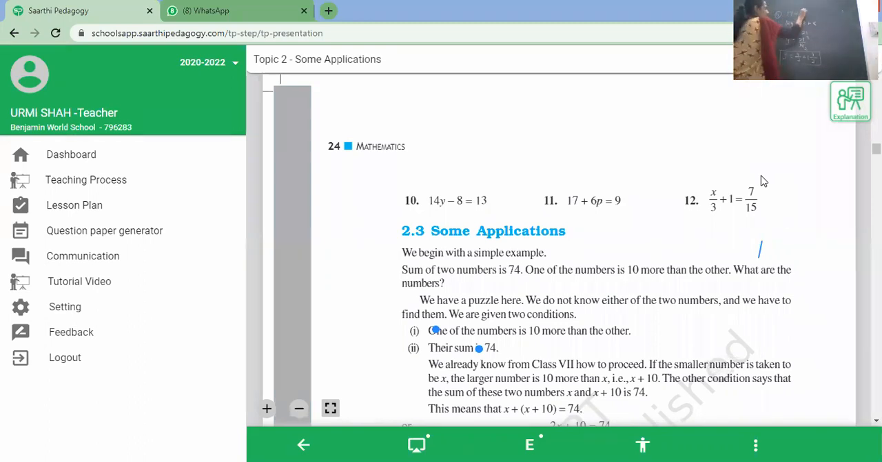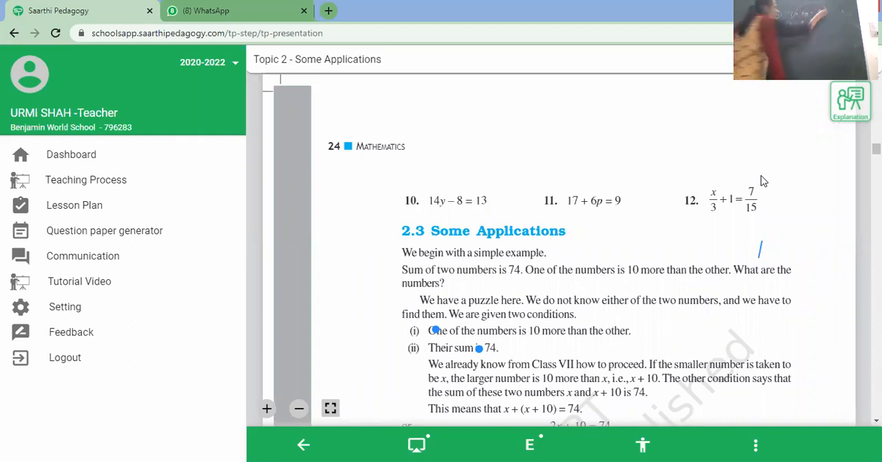Next question. 6q is equal to 9. That is our next question. Question number 11: 17 plus 6p is equal to 9. 6p, q ki jagah p. Chaliye. Now 6p is equal to 9 minus 17.